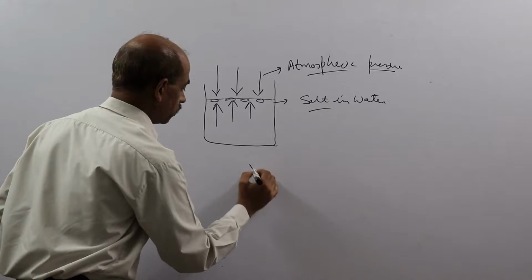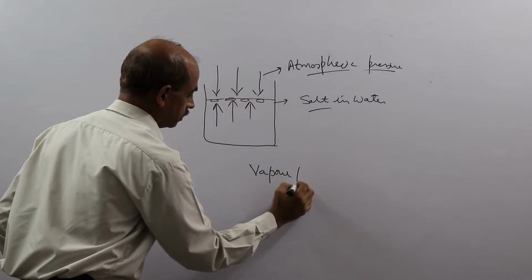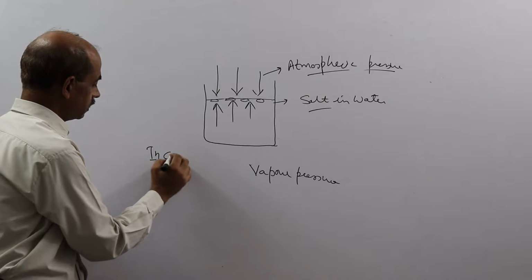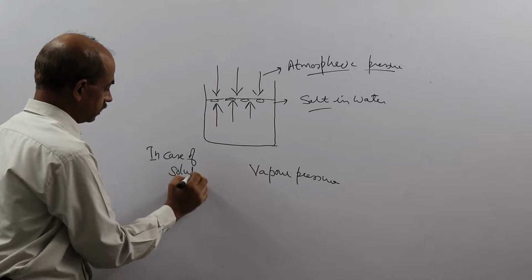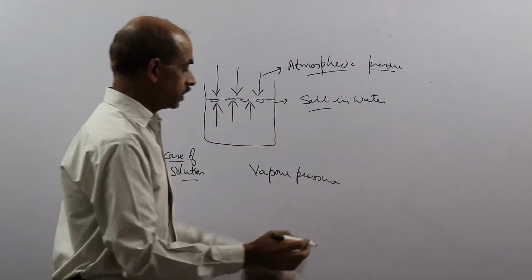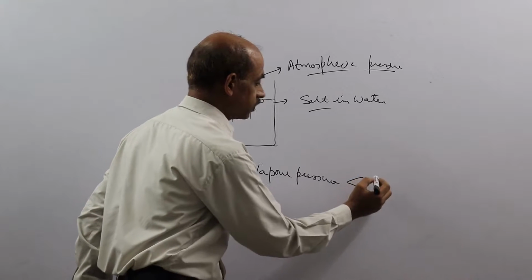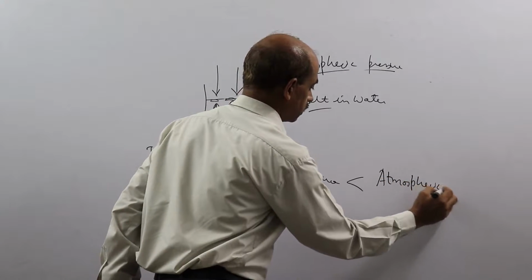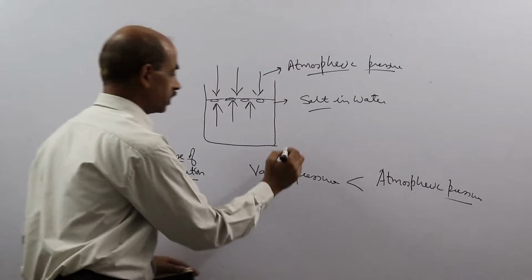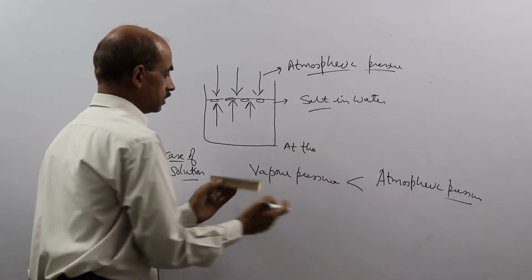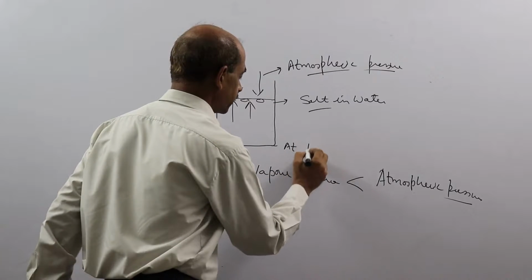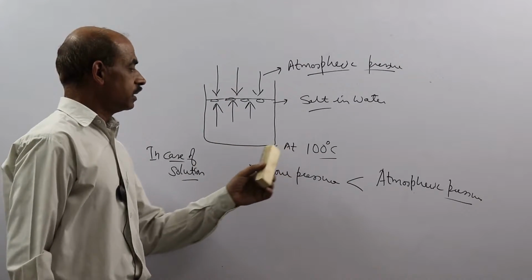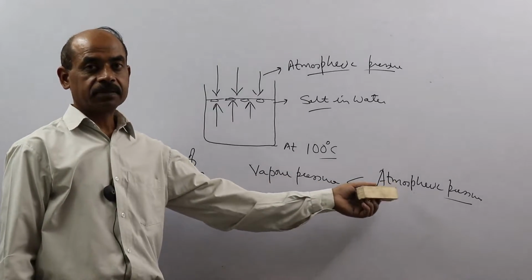ये vapor pressure है. The vapor pressure in the case of solution of salt in water will be less than the atmospheric pressure at the boiling point, or we can say at 100 degrees Celsius. If you are taking the example of water, then it is 100 degrees Celsius.